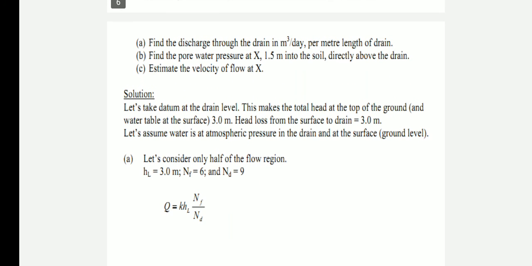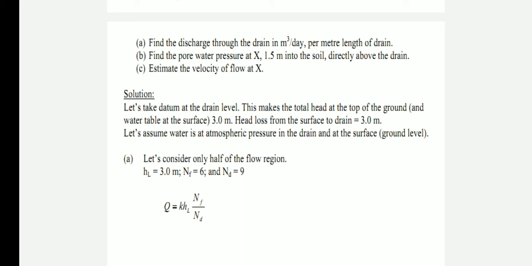First, find the discharge through the drain in meter cube per day per meter length of drain. Then second, find the pore water pressure at x, 1.5 meter into the soil directly above the drain, and third, estimate the velocity of flow at x.